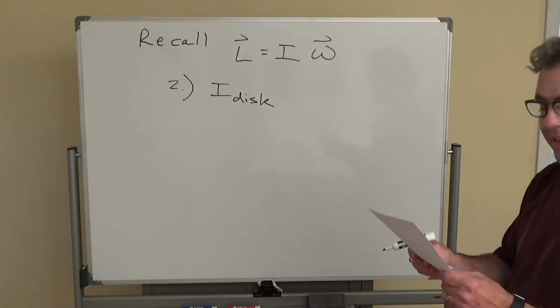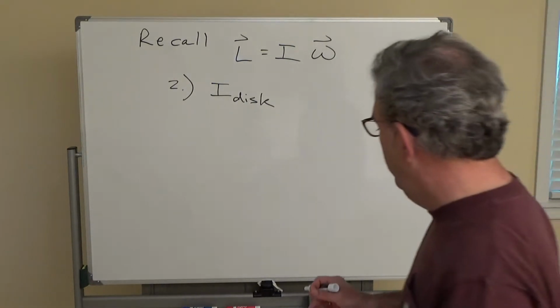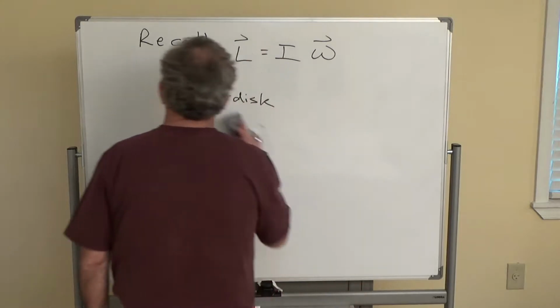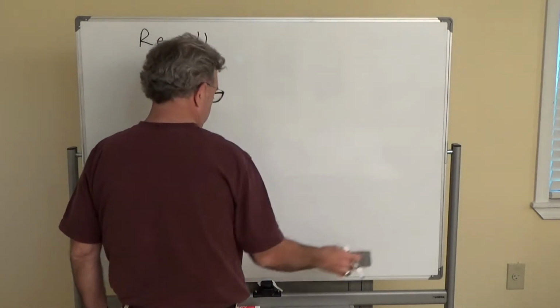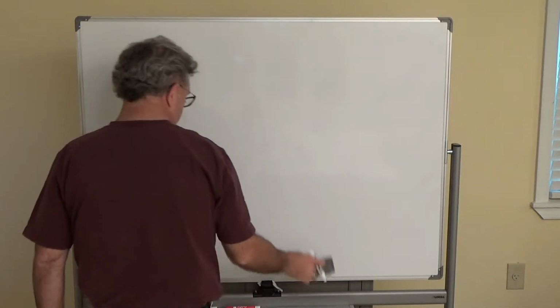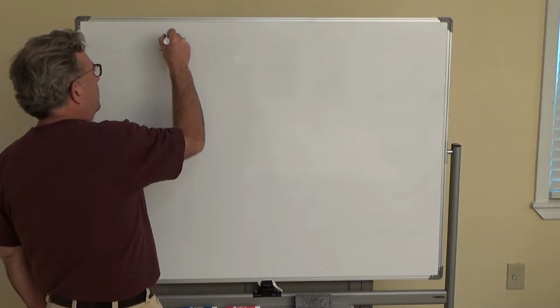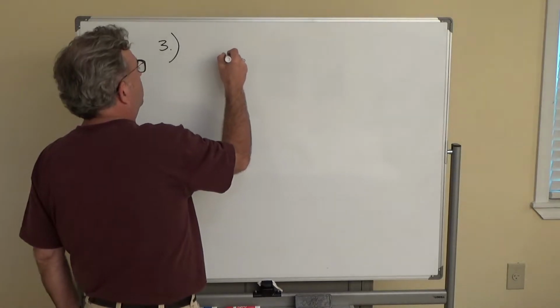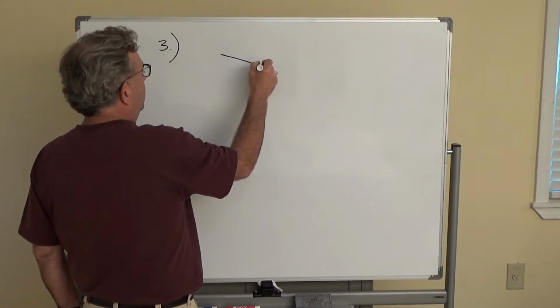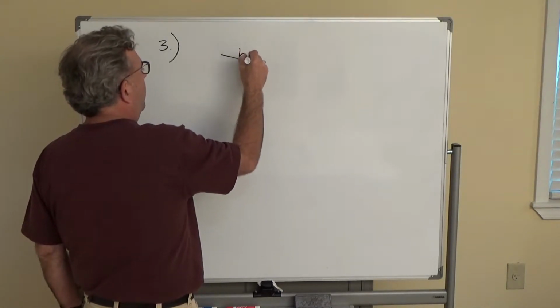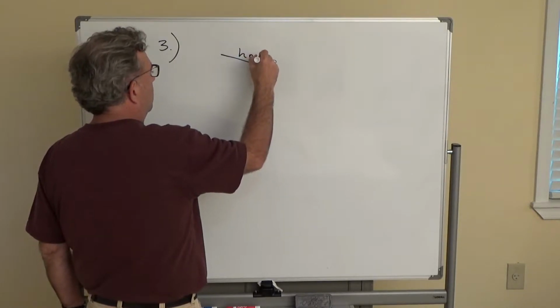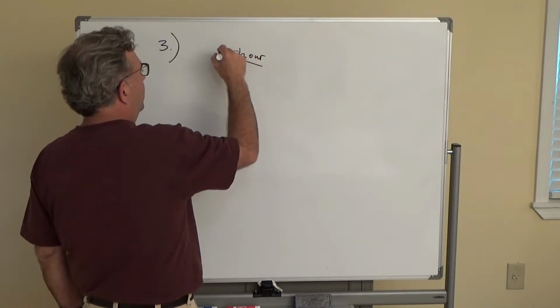All right, number 3. For number 3, it's a cute little problem with Big Ben, a clock. Okay, so you have the hour hand and the minute hand.